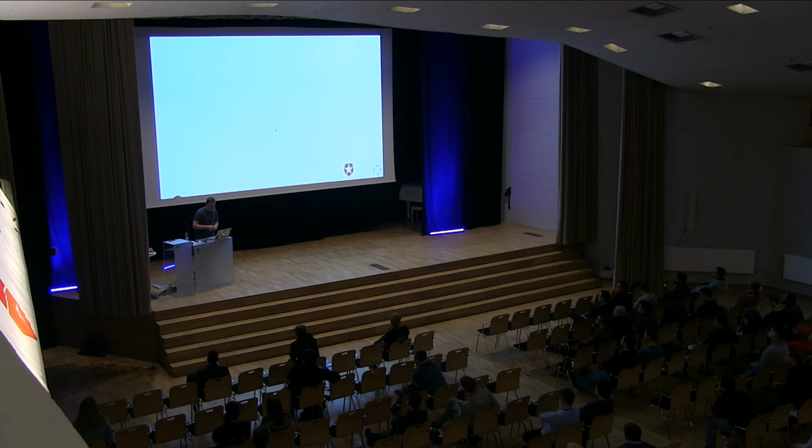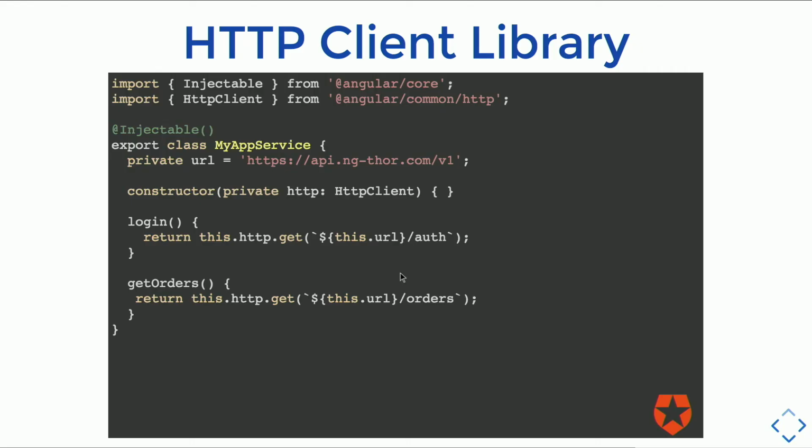So the first way we can implement JSON Web Tokens in our Angular applications is, of course, with the HTTP client library. I have a bit of sample code here, my API service, and it has two endpoints. The first endpoint is a login, which doesn't require a JSON Web Token at all because we're authenticating the user. The user is going to authenticate here and then get a token. And then we have this getOrders method that's going to go to our API and get a list of orders that the user has placed.